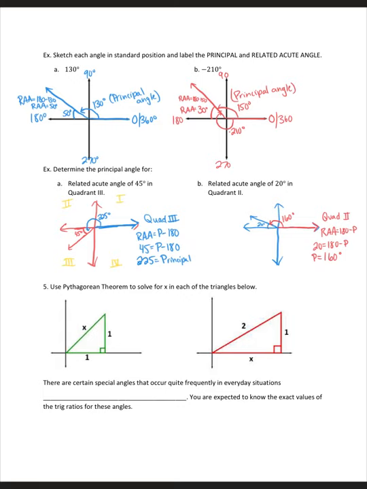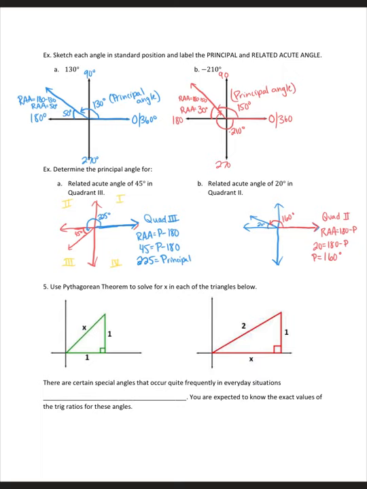All right, so that's the idea behind principal angles and related acute angles. We're also going to take a look at some special triangles today in order to help us solve some of these angle questions on a Cartesian plane. So we have two triangles here. Use Pythagorean theorem to solve for x in each of the following triangles.